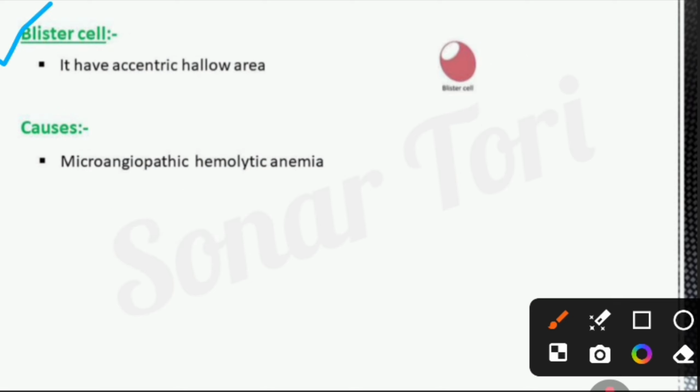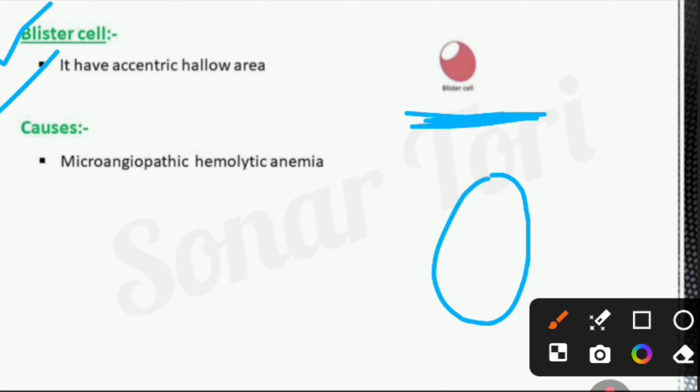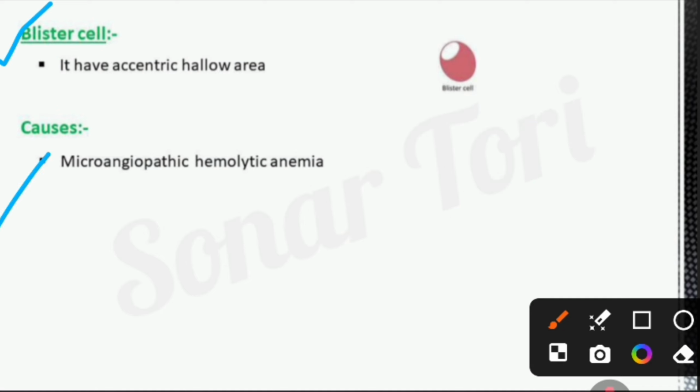Blister cell. It is a type of red blood cell where an eccentric hollow area is present in the red blood cell. You can see in this picture that there is the red blood cell and a hollow area that is present on the periphery of the red blood cell, not in the central area. Blister cells are usually found in microangiopathy and hemolytic anemia.